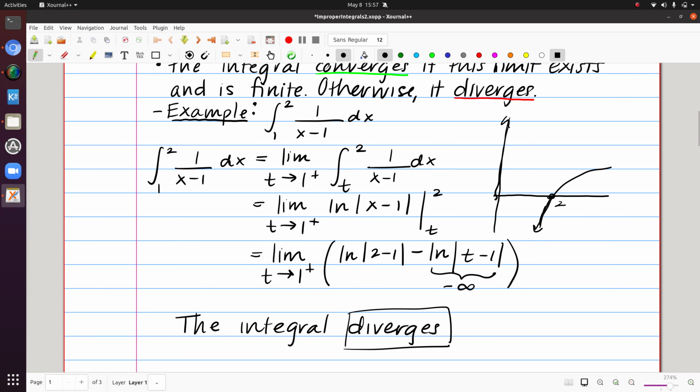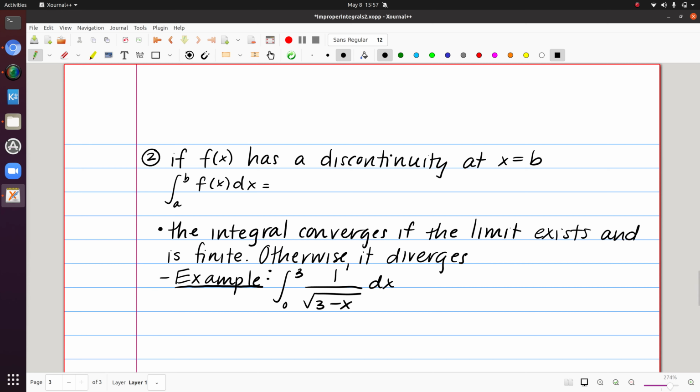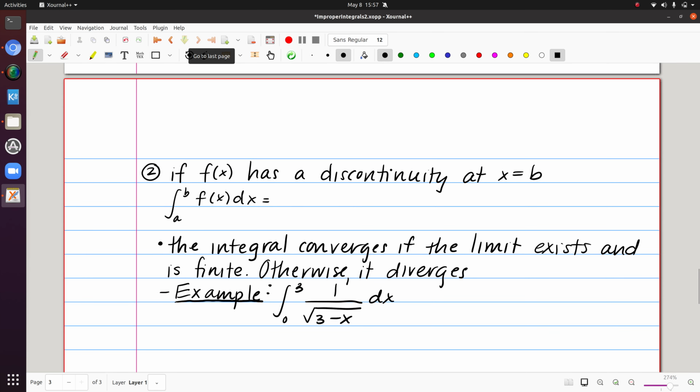So as we might expect, dealing with a discontinuity at the right edge of the interval is pretty much a symmetric idea. We're going to take a limit, and we're looking at the integral here from a up to t. And as long as t is to the left of b, we can apply FTC. And we're just going to let t approach b from the left. Again, if this limit exists and is finite, we're going to say that the integral converges. And otherwise, we're going to say that it diverges.